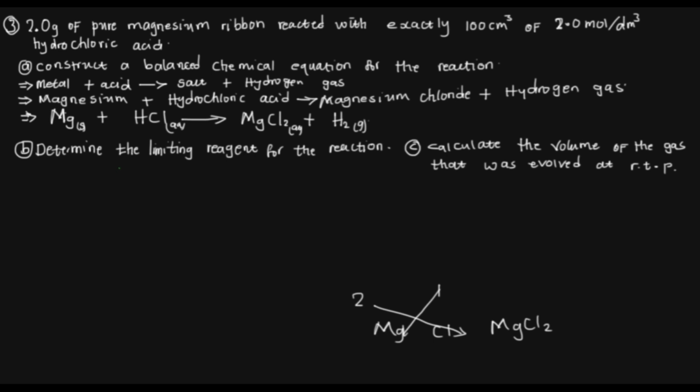Now from there we are going to balance our chemical equation. So begin balancing the chemical equation by first checking if our magnesium is balanced. So here we can see that we have 1, and also here we have 1.